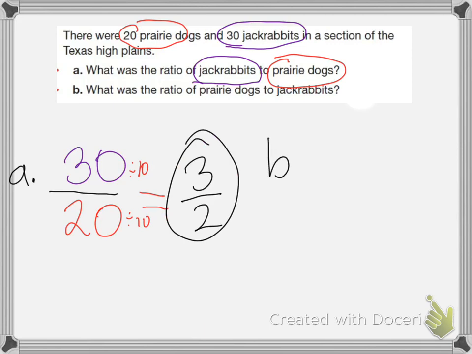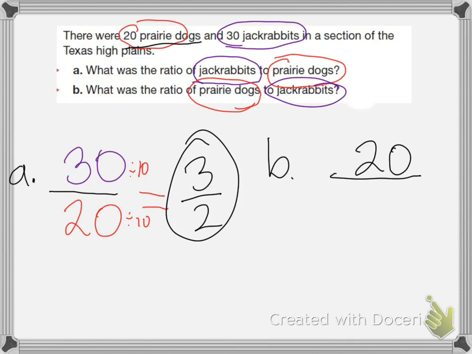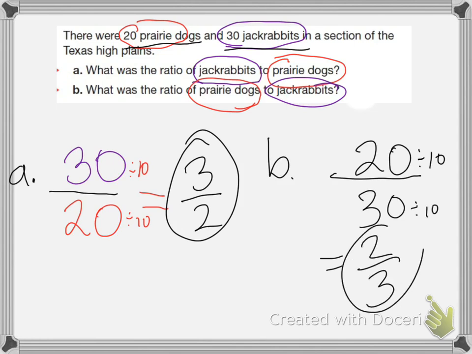Now on B, it asks me to find the ratio of prairie dogs to jackrabbits. So again, I have to look at my problem and find prairie dogs. Here they are, prairie dogs. So 20 will go on top. And then jackrabbits goes on the bottom, which is 30. To reduce that again, I know that reduces by 10. Divide both sides by 10. And I end up with 2/3.